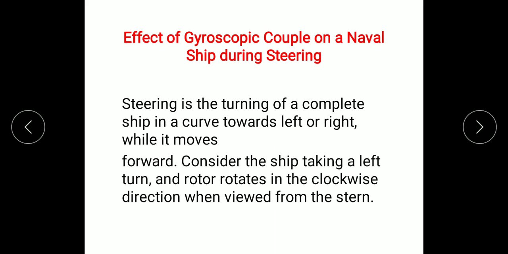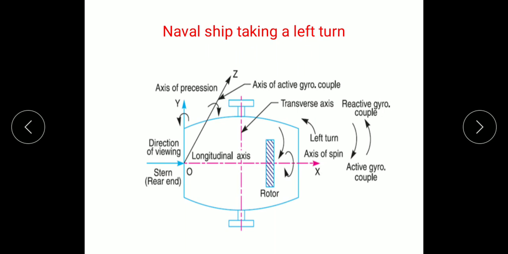Here consider a ship taking a left turn. The ship takes a left turn and the rotor rotates in the clockwise direction, viewed from the stern. In the steering case, the observer is at the rear end. The rear end is called the stern and the front end is called the bow. So the observer is always at the rear end. Next, when the ship takes a left turn and the rotation is clockwise, we will see the effect on this position. This is the naval ship when it takes a left turn.